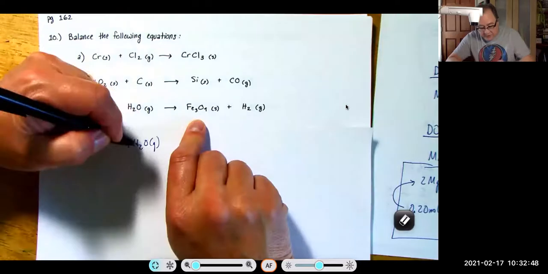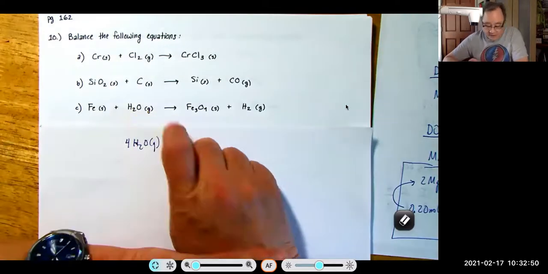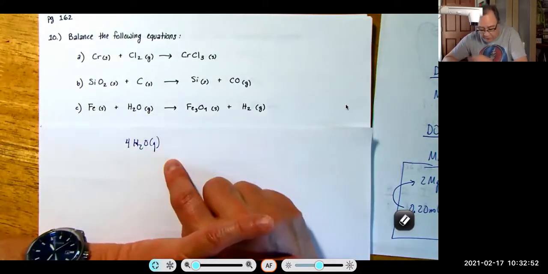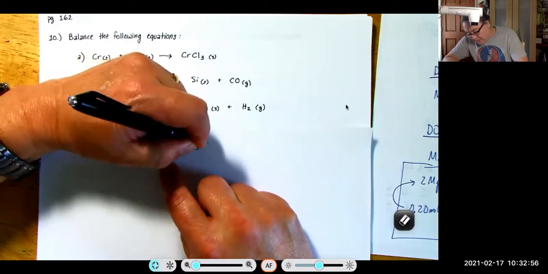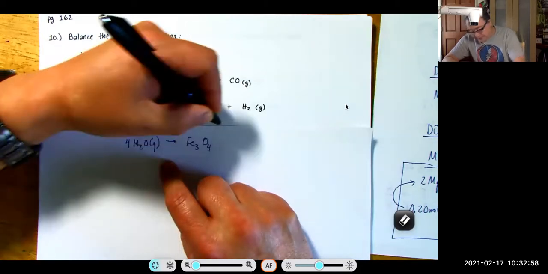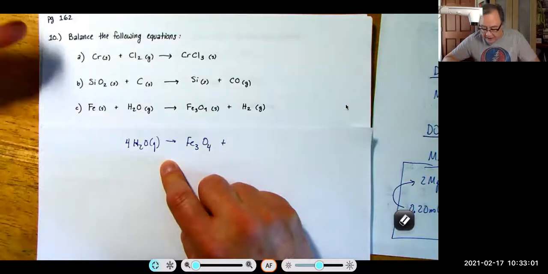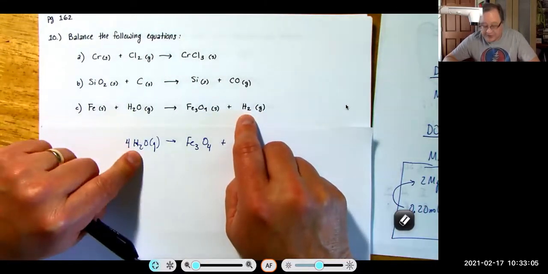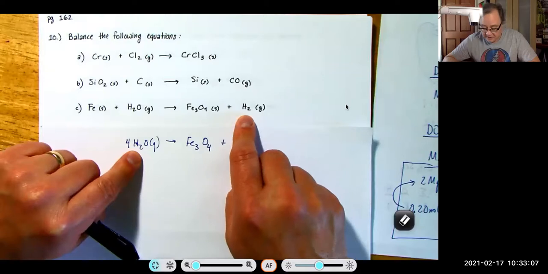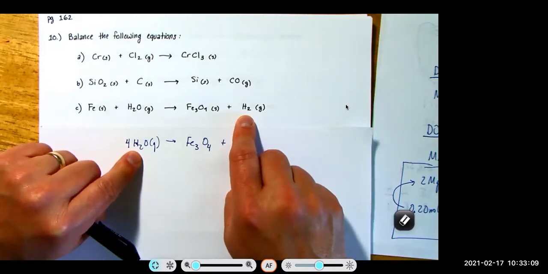Okay. So what is the default subscript if it's not written? It's a 1. Okay. So we need 4 of these guys. And now we do have the correct number of oxygens. And notice we kind of left hydrogen for last. And look at this. We have 8 hydrogens. And how many do we have here? Just 2, so multiply by 4.